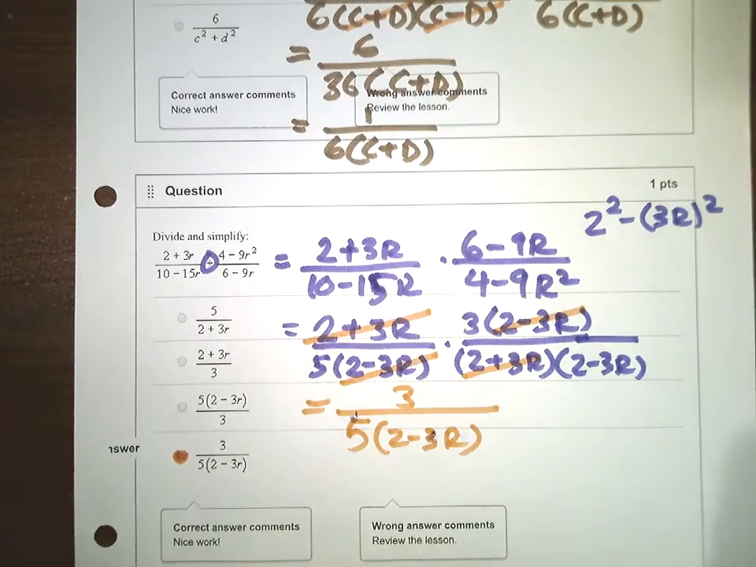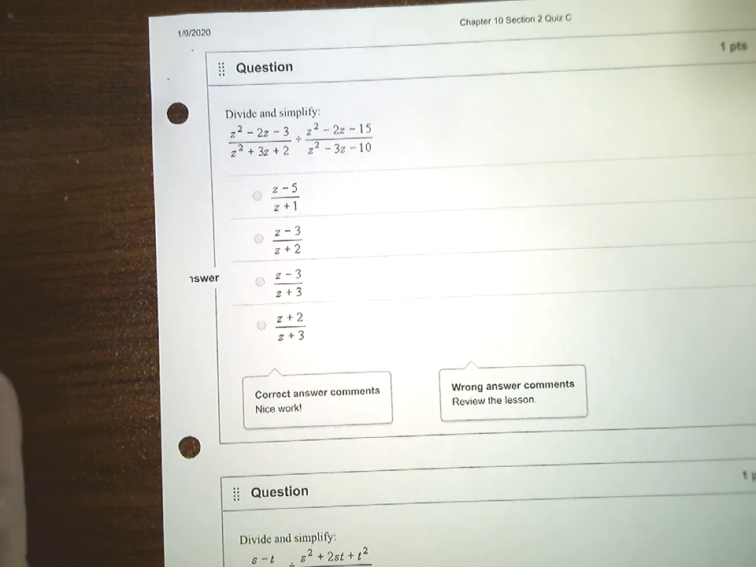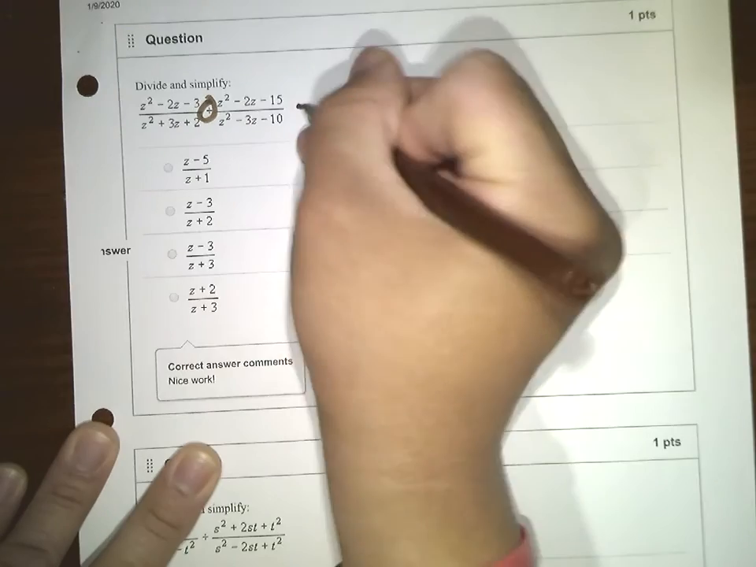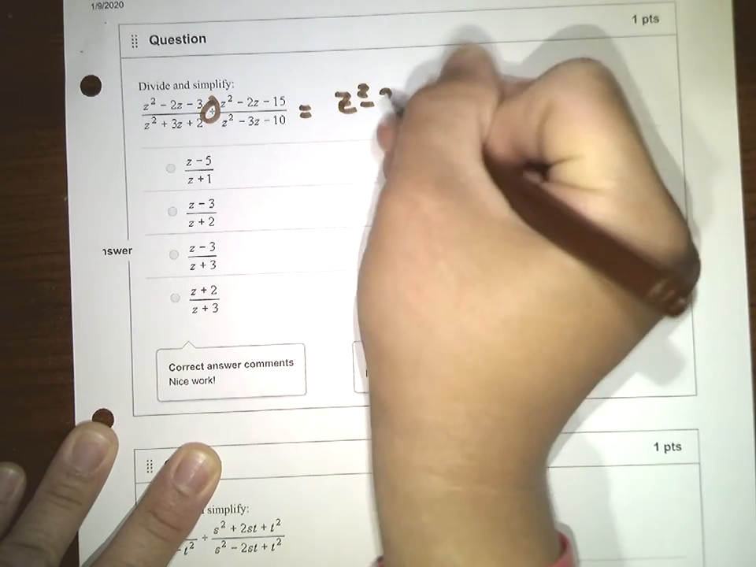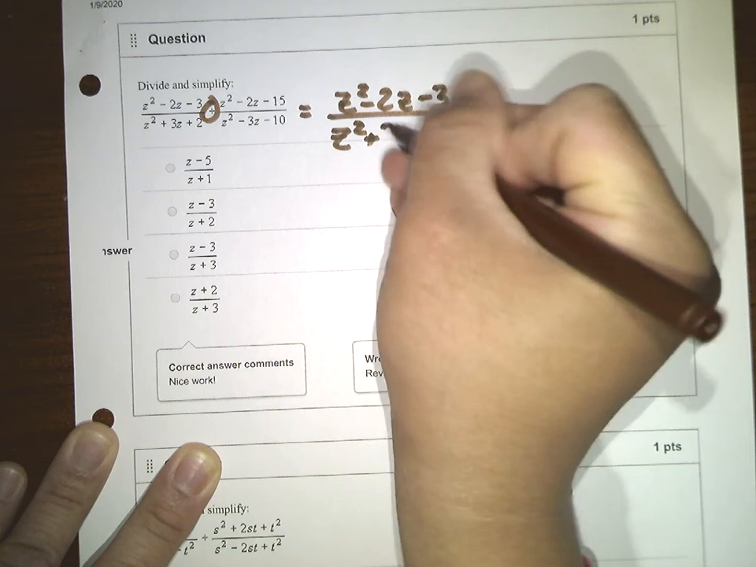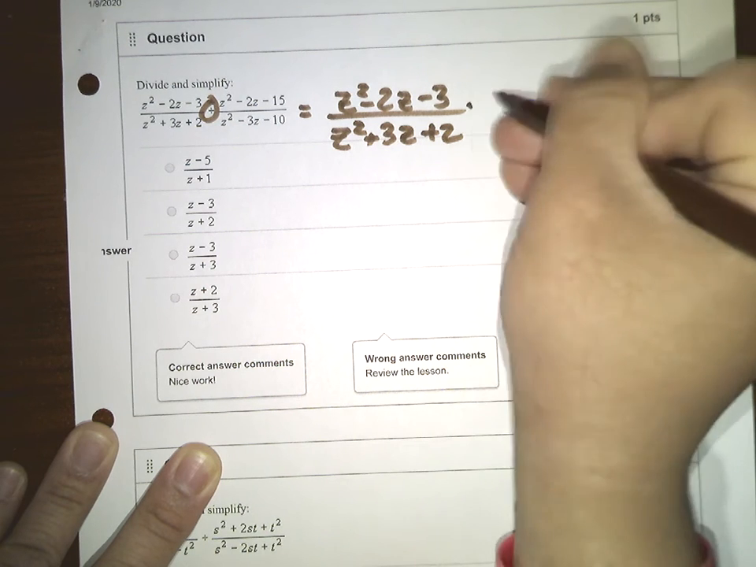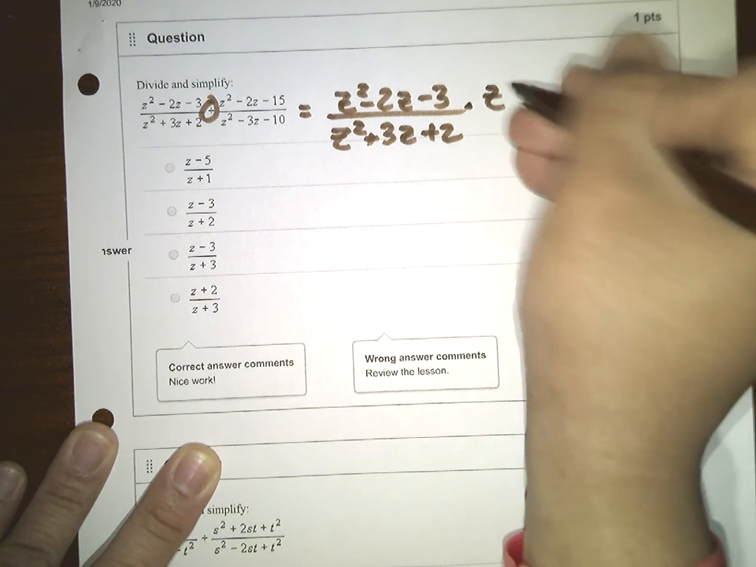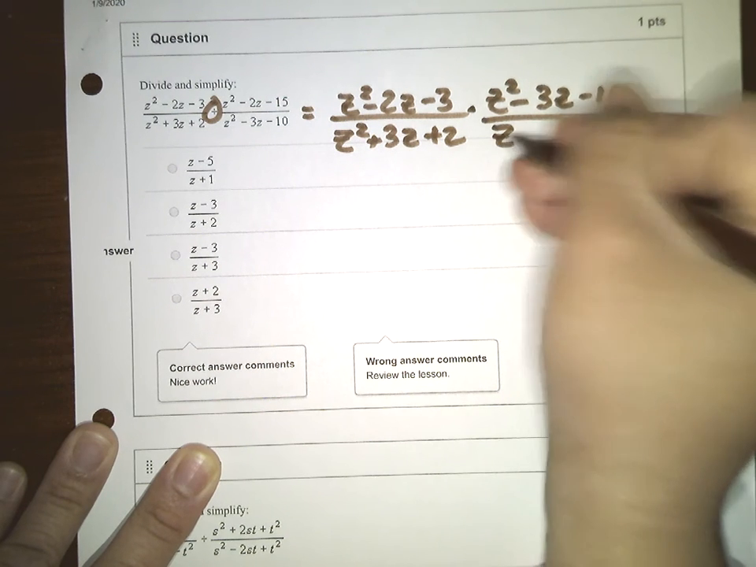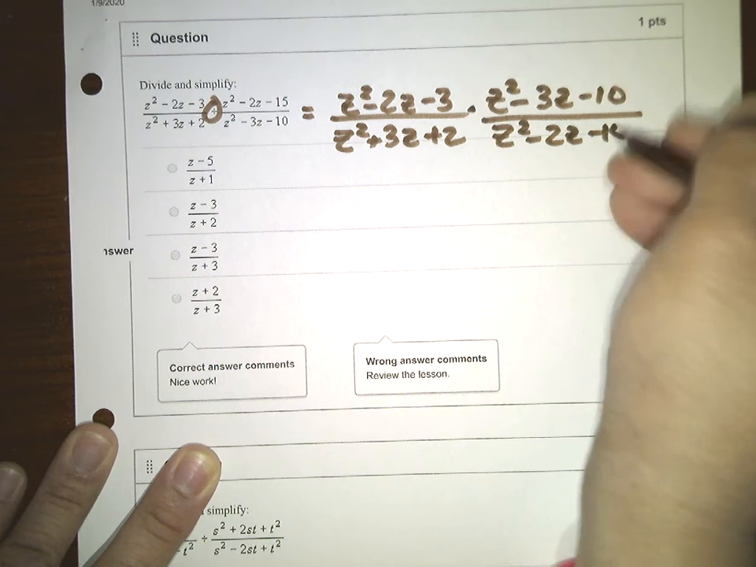All right, so let's try just a few more before we run out of time here. So here we have dividing. So let's divide here, but we'll do that. So we have z squared minus 2z minus 3 divided by z squared plus 3z plus 2, times, we'll multiply by the reciprocal, z squared minus 3z minus 10 over z squared minus 2z minus 15.